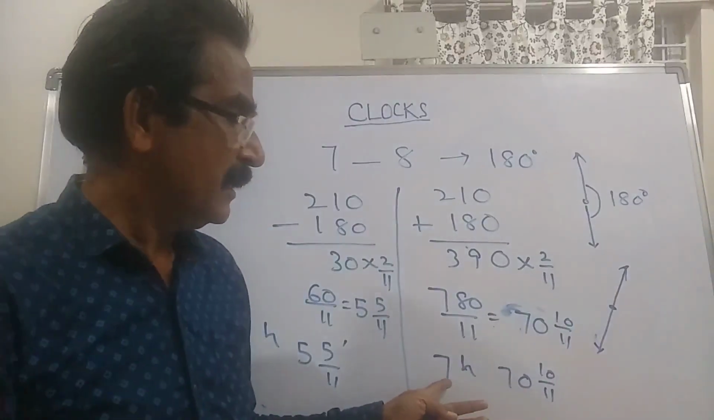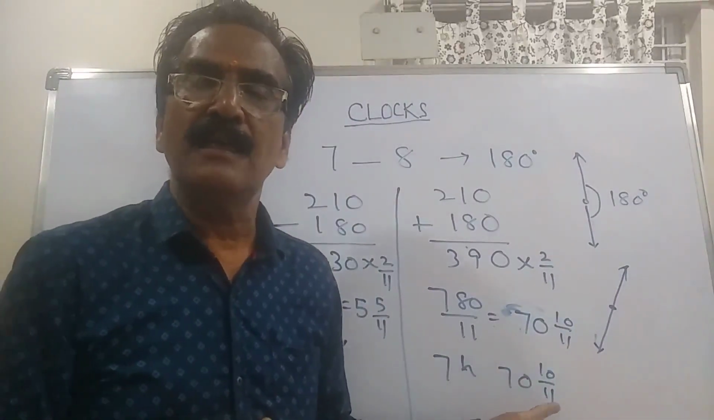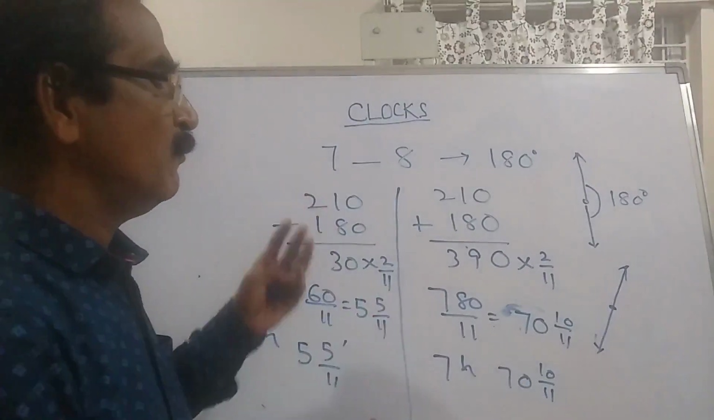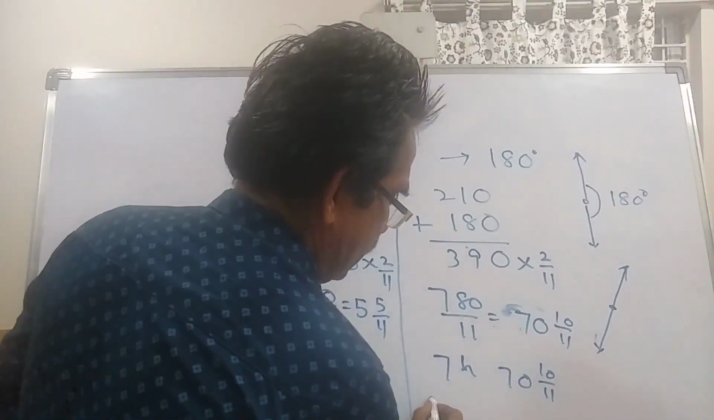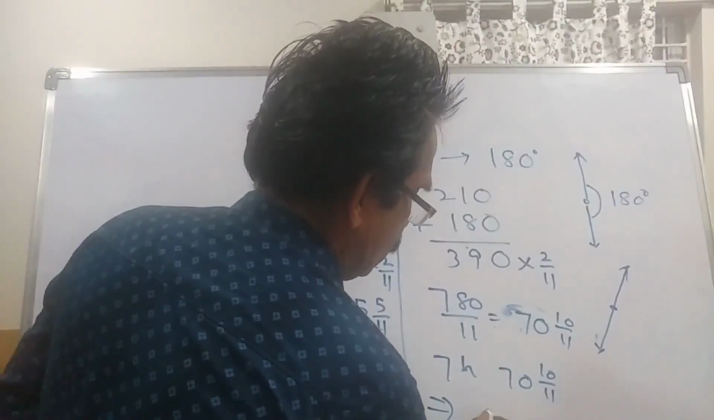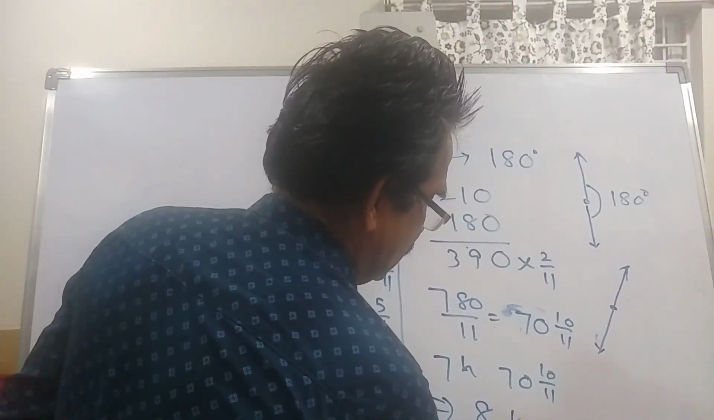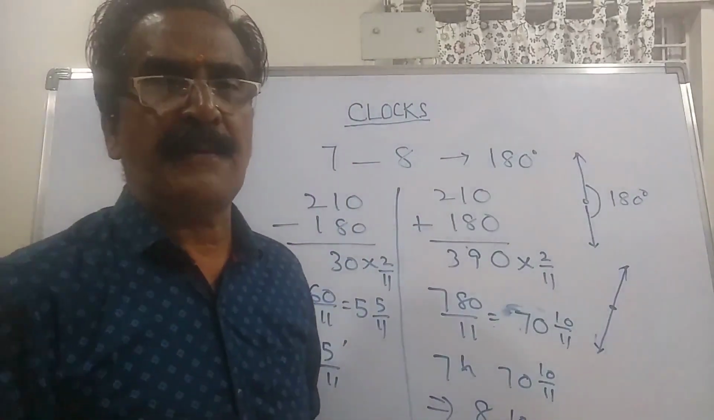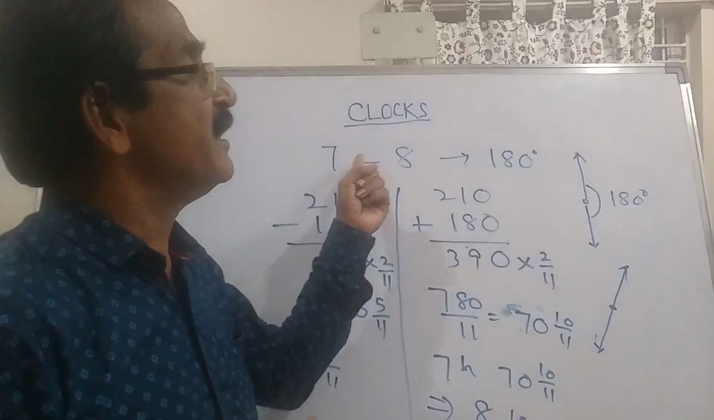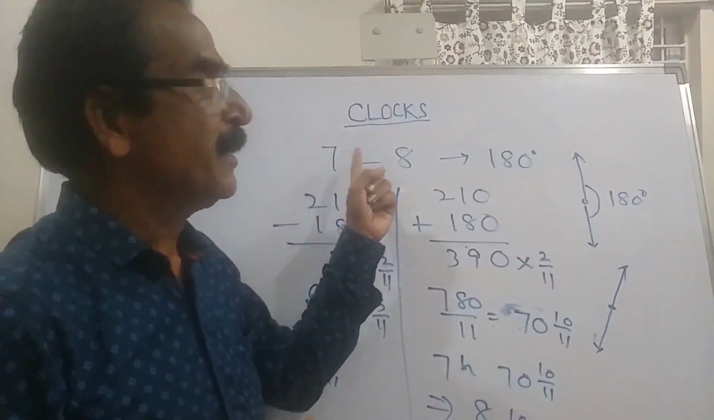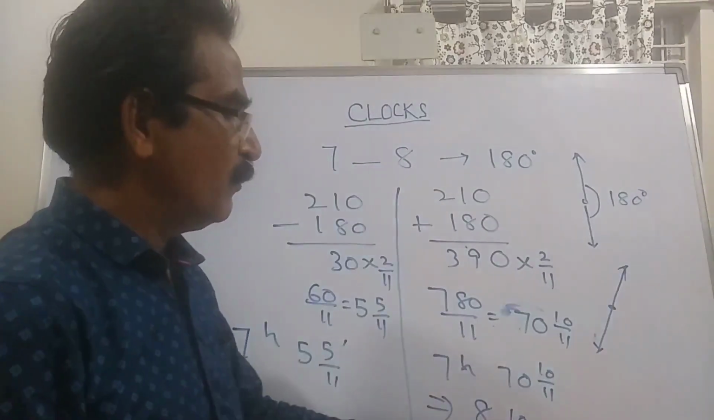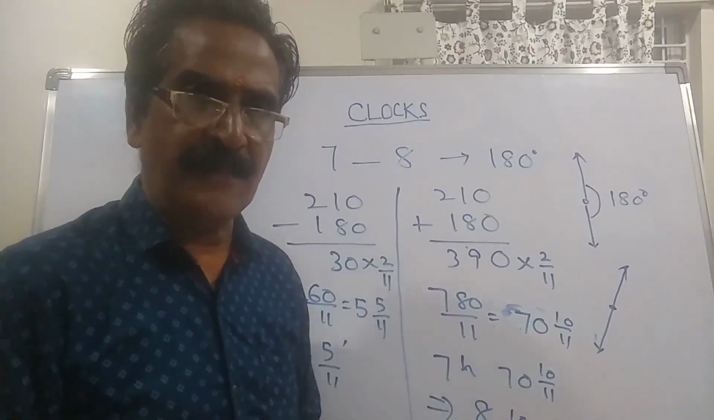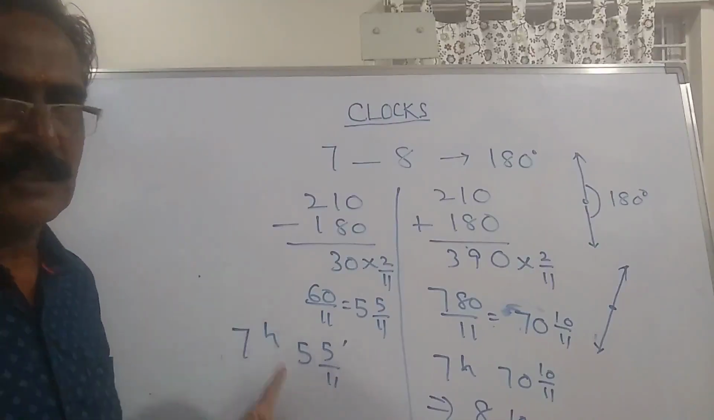Here we got 7 hours 70 minutes, which means 8:10 10 by 11. But we don't want this timing because we want only between 7 and 8. So we need not consider this timing. Let us consider only the other timing.